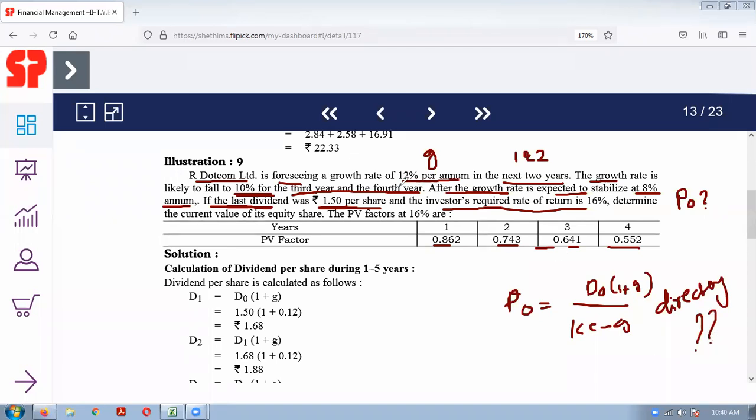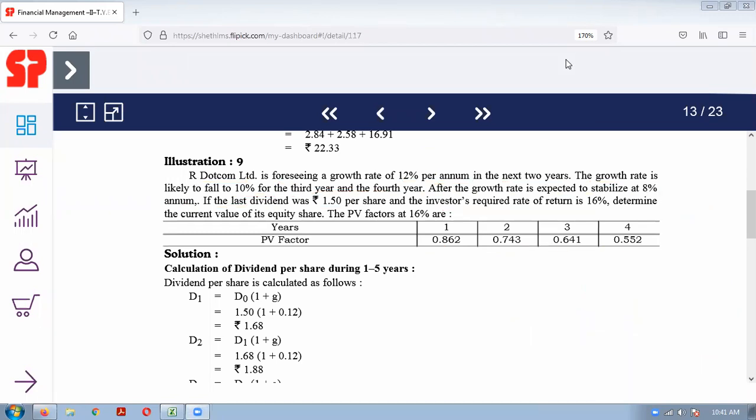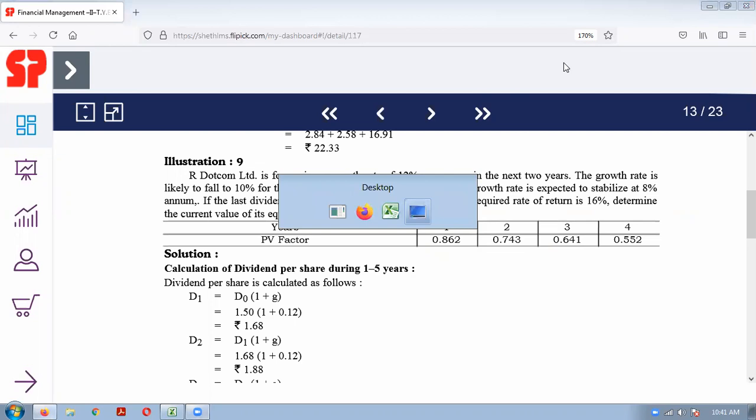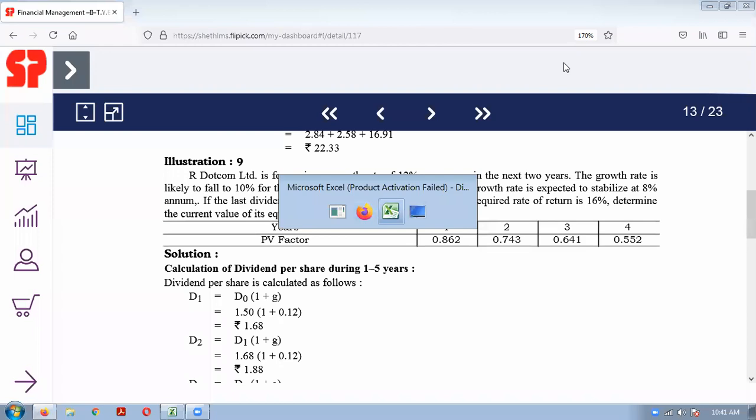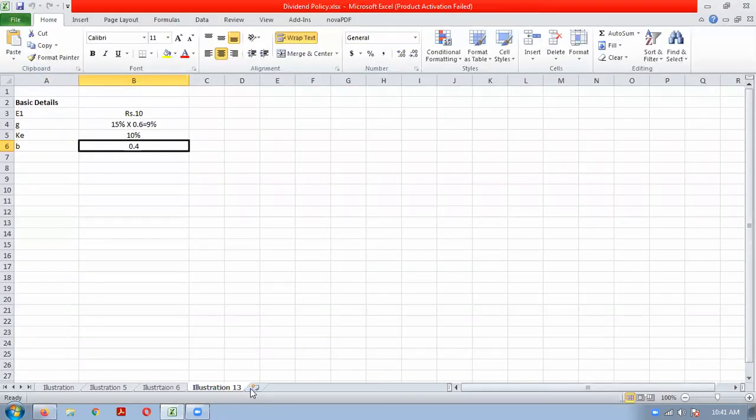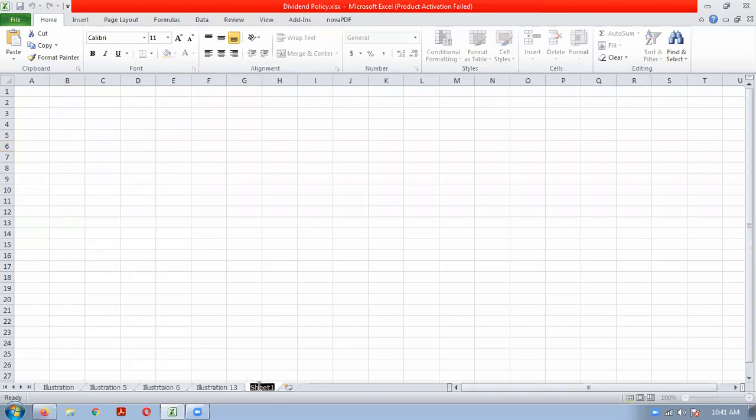Everybody understood the illustration properly? Here three growth rates are there. The first growth rate is 12% for the first 2 years, 10% for the third and fourth year. After that, the company is expecting a continuous, perpetual growth rate of 8%. Now, how to solve this sum? If there are multiple growth rates, we will have to use the tabular method. We cannot directly use the formula method. So we will be solving this multiple growth rate model sum through the tabular method only.